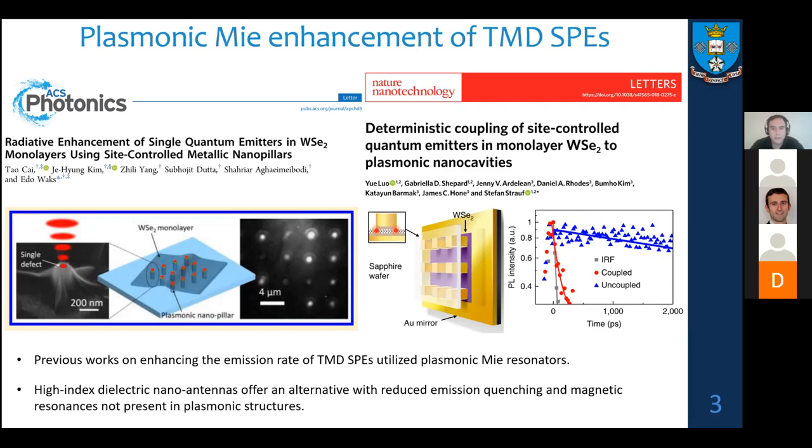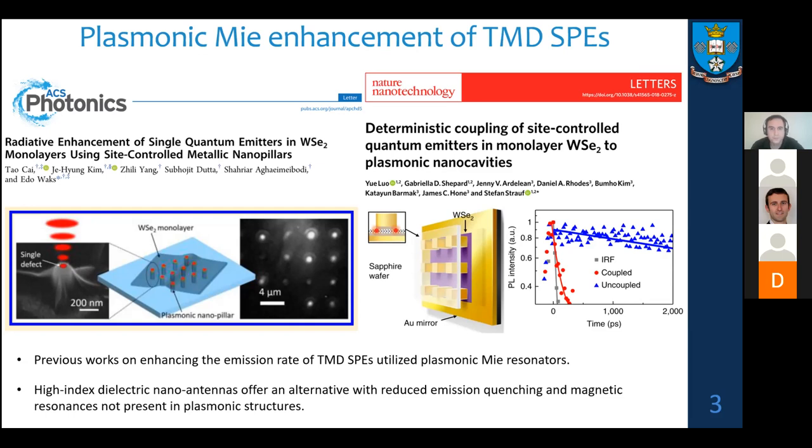But these metallic structures suffer from emission quenching due to the fact that the created excitons will dissociate and transfer into the metallic layer, and any kind of Mie resonator formed with metal will not host any magnetic resonances, which might be interesting for studying some properties of another material.